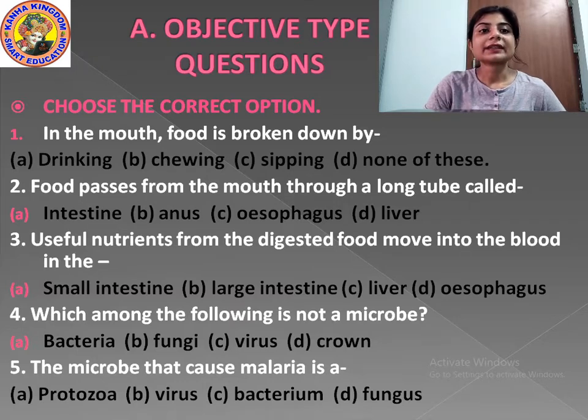Okay. The microbe that causes malaria is, question number 5. The options are protozoa, virus, bacterium, fungi. Which microbe causes malaria? That is A. Protozoa. The answer is protozoa. Okay.